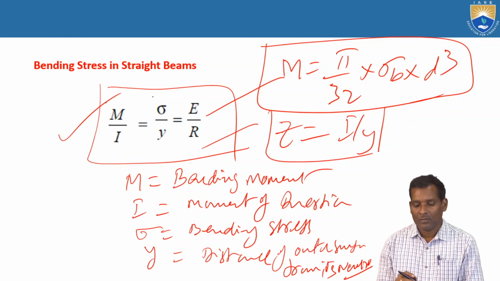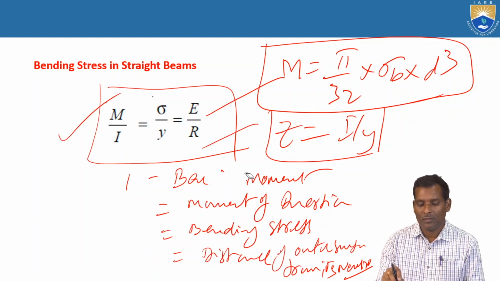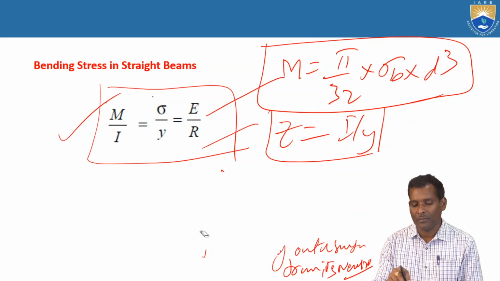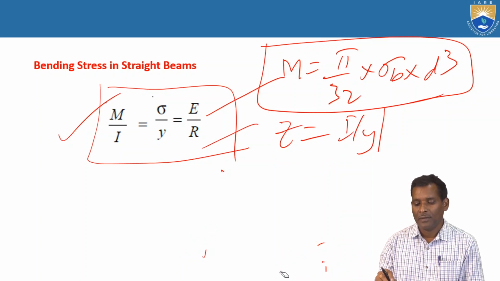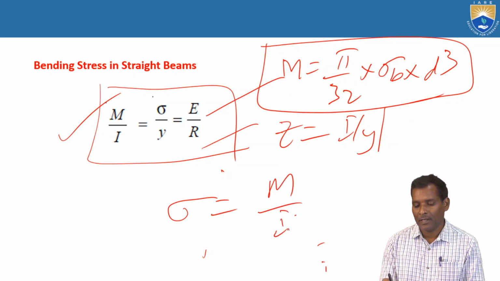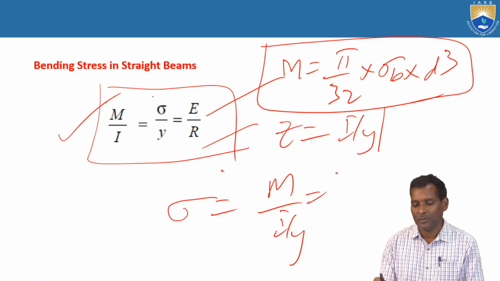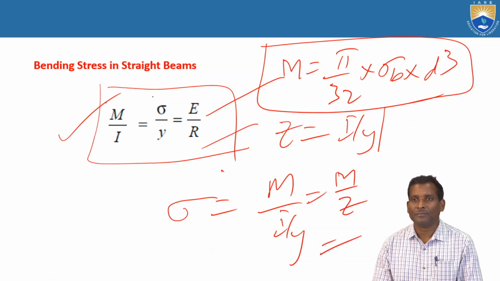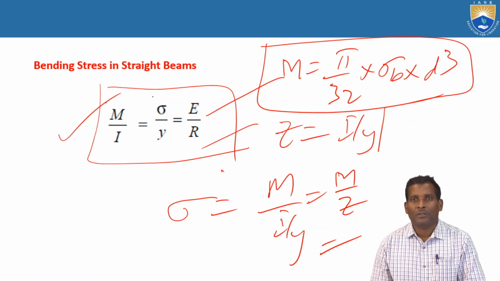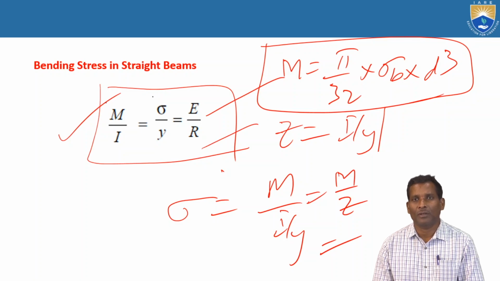See? By using this equation, you may calculate bending stress. Bending stress is equal to M by I into y, which is equal to M by Z. So the bending stress equation and the torsional shear stress equations are very important for problem solving in design.